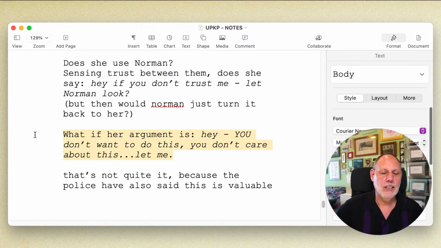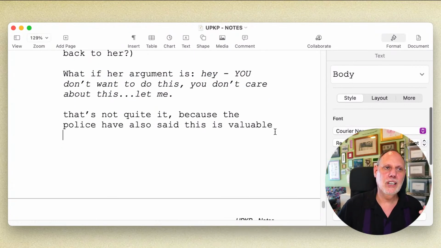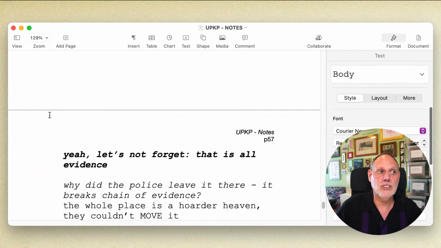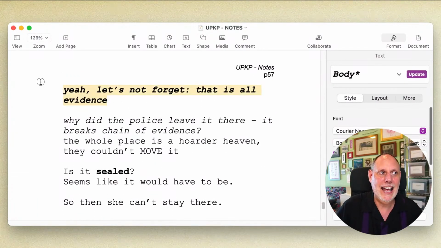I said, well, wouldn't she say to Madeline, look, you don't care about this case, give it to me. And then I thought, well, wait a second. She does care about the case. It's her ex's murderer. But more than that, the police have said these files are evidence. And that really threw me off because I've set up a situation where it's all about Zena getting these files, and the police have said these files are evidence.